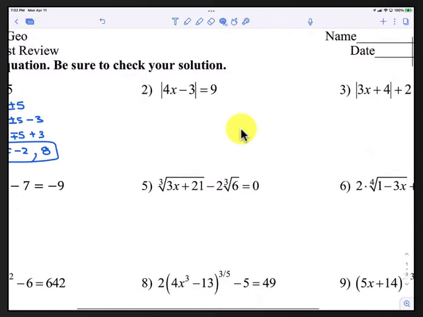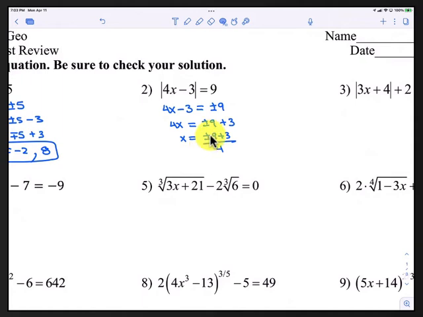Okay, for number 2, we have an absolute value is equal to 9. So let's drop the absolute value bars and set it equal to plus or minus 9. Let's go ahead and add 3 to both sides. So we'll have 4x equals plus or minus 9 plus 3. And now let's go ahead and divide by 4 on both sides. So x is plus or minus 9 plus 3, all divided by 4.